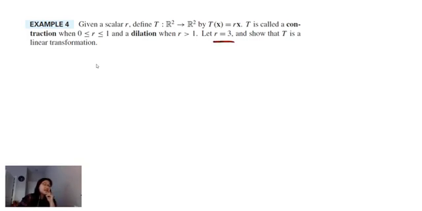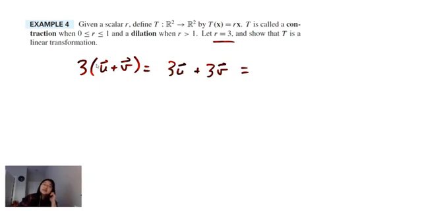So if we say that R is 3, how are we going to show that T is a linear transformation? Well, 3 times (U plus V) is going to give us 3 times U plus 3 times V. So that's going to be T of U plus T of V. So we're good on the first thing.